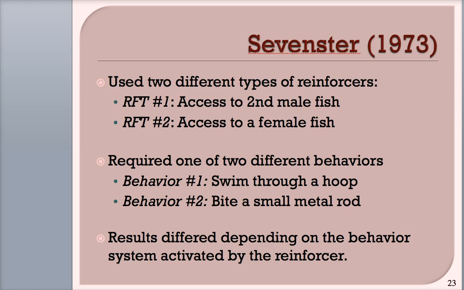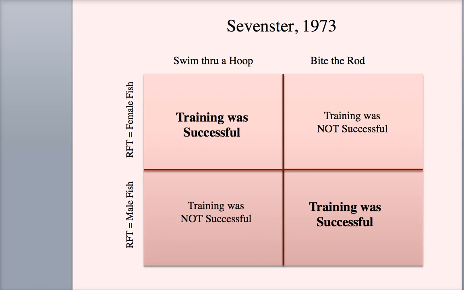And so basically the results depend on the behavior system that's activated by the reinforcer. So any fish who's gaining access to another male will have the territoriality system activated, and behaviors related to territoriality are more likely to be reinforced. And the fish that are gaining access to females, that's going to be the mating system, and so behaviors that are more associated with the mating system are more likely to increase according to the behavior system's approach. And so here's what he finds. It's kind of interesting.